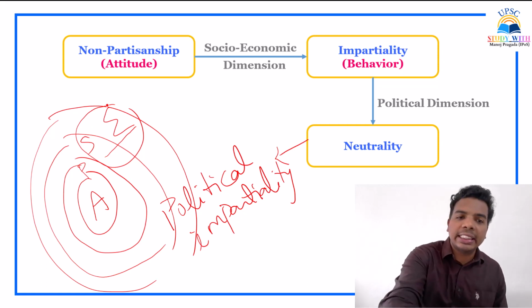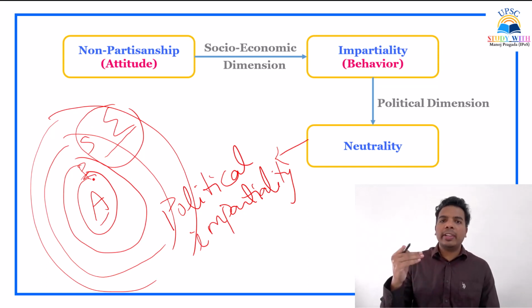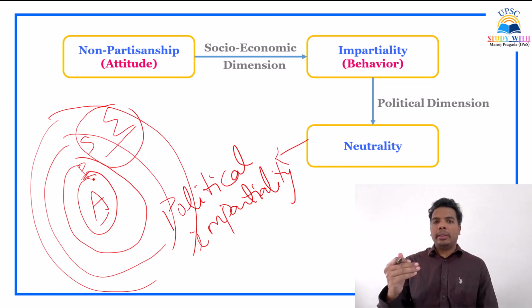What is political impartiality? See here, administration is working under the political executive. If you are a municipal commissioner, you will be working under a mayor. You are a district collector, you will be working under a minister, district minister or MLAs or MPs. So, as an administrator, you will always be working under a setup. You will always be working under a political executive. So, what are we saying about neutrality? Neutrality is political impartiality. So, you will not have any bias towards any political party or any political party in power.